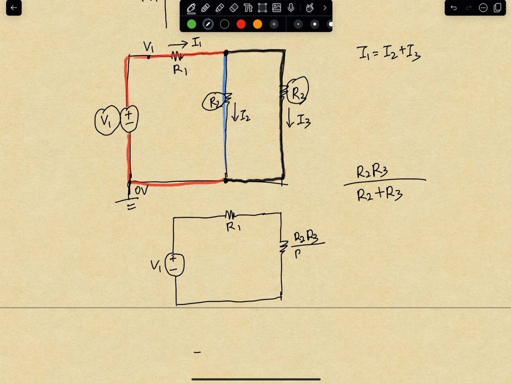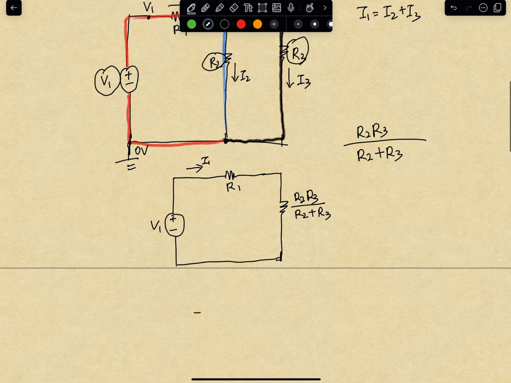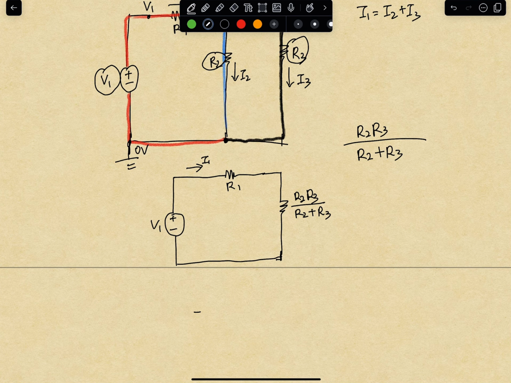In this case, we know the current here is I1. So what is I1 exactly? We know this one is V1, this is Vx. So we can say that I1 will equal V1 minus Vx divided by R1. So that's this branch.